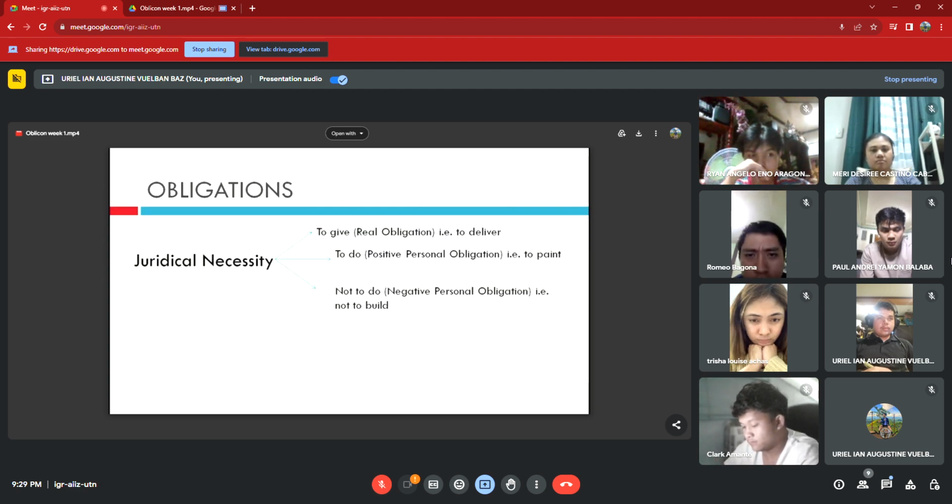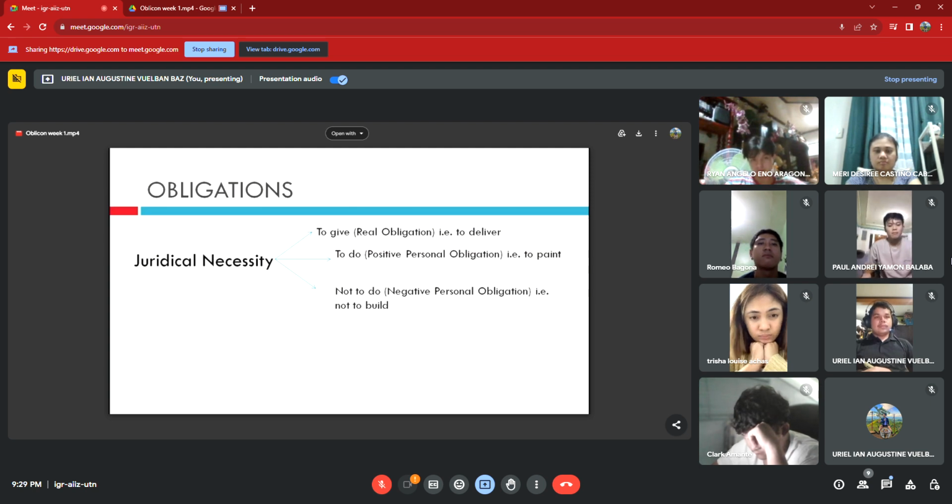Now, based on that definition, it says here it is a juridical necessity to give, to do, or not to do. It is the juridical necessity to give. The obligation is not merely to give. An example of a real obligation is to deliver. There is also another kind of obligation, which is an obligation to do, which is a positive personal obligation, for example, to paint. Now, there is also a negative personal obligation of not to do. An example of which is an obligation not to build. So, these are kinds of obligations under this topic.